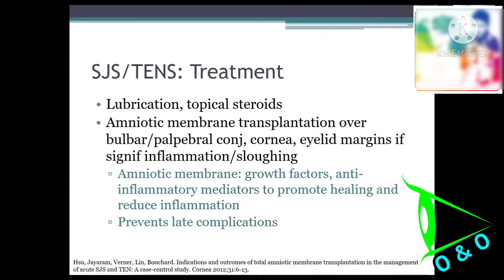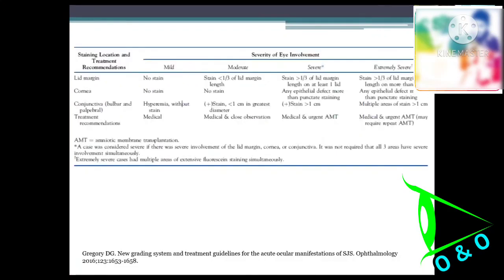urgent surgery with amniotic membrane transplantation, which covers the whole ocular surface: bulbar and palpebral conjunctiva, cornea, and the eyelid margins. There are indications for this in the next slide, but amniotic membrane contains growth factors and anti-inflammatory mediators to promote healing and reduce inflammation, and it prevents late complications. It's the only thing that's been found to really prevent those horrible complications I mentioned on the previous slide.